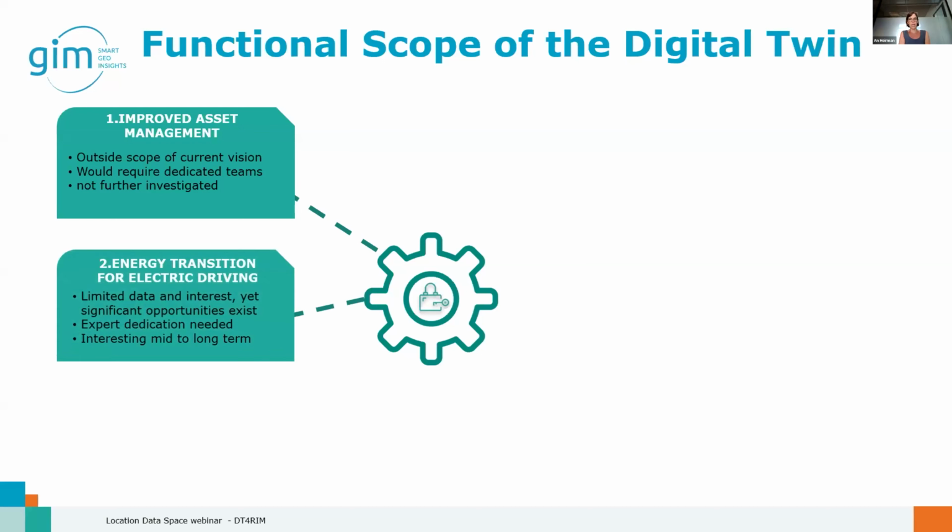The second use case is about energy transition for electric driving. So it's about the rollout strategies of the charging infrastructure. In the process of electrification of mobility and transport, the digital twin can add value by anticipating trends and future needs, as well as determining current limitations of the available infrastructure.